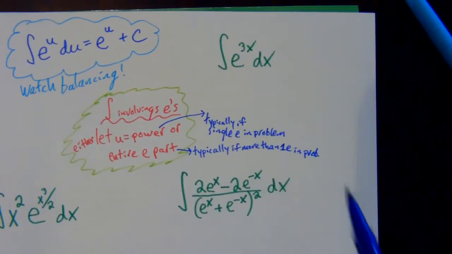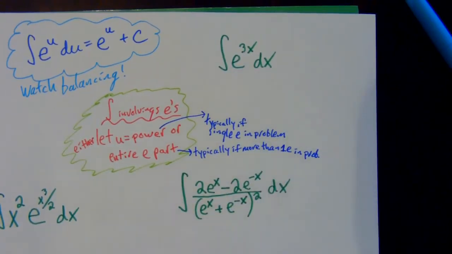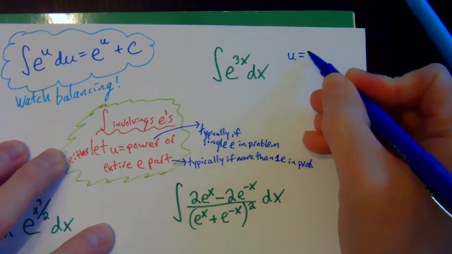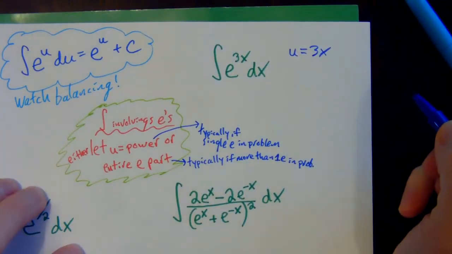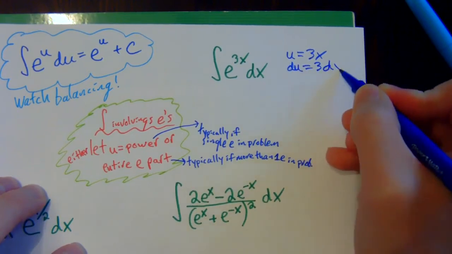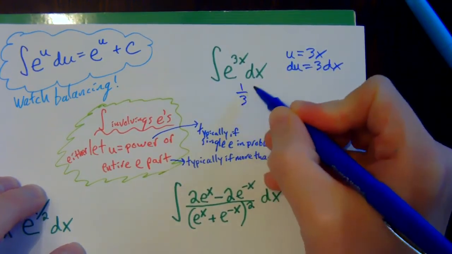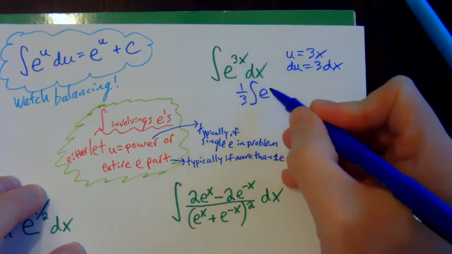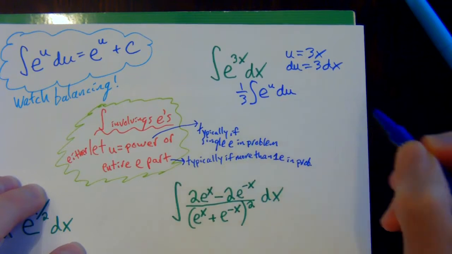But a real basic example: if you integrate e to the 3x, you don't get e to the 3x. You got to be careful with your balancing, right? So if I have a weird exponent, something other than just a single letter, I'll let u equal that power. And then we do the derivative of that, we're going to get 3. Balance that 3 with the 1/3. And now your u is equal to that power. So the e is still there, but your u is equal to that power. So now you have e to the u du.